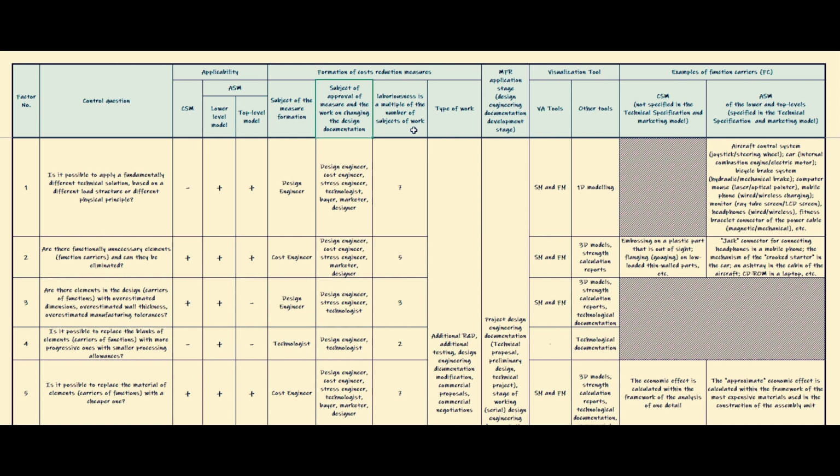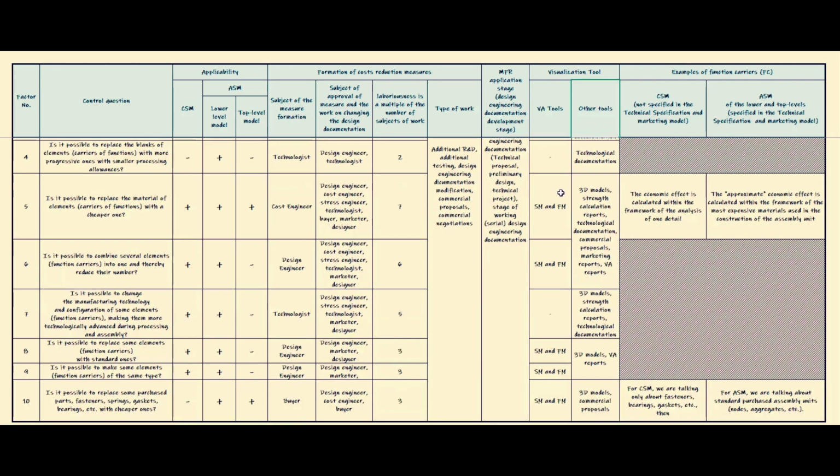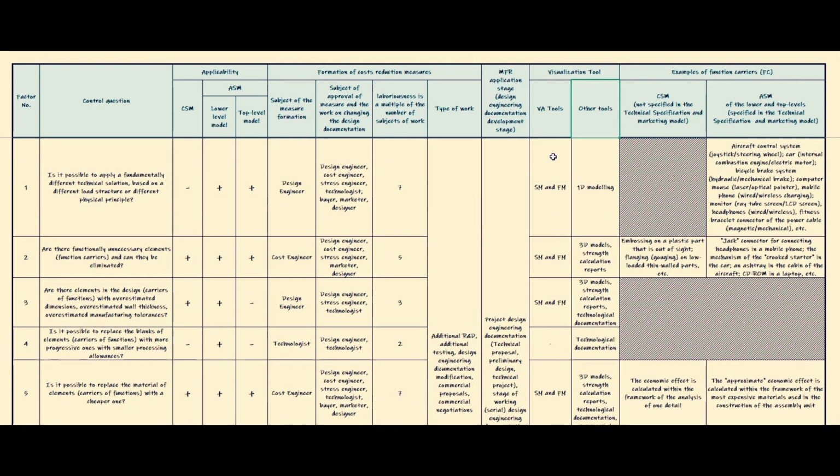Since the universality of the factor research method allows it to be applied both at the stage of project and the stage of work in design documentation, the column stage of application of the method factor research contains information corresponding to all 10 control questions. In the table column block visualization tool, there are two types of tools that can be used to form an event corresponding to each of the 10 control questions. Typical tools from the toolkit of cost engineers, i.e. value analysis tools and structural and functional models.